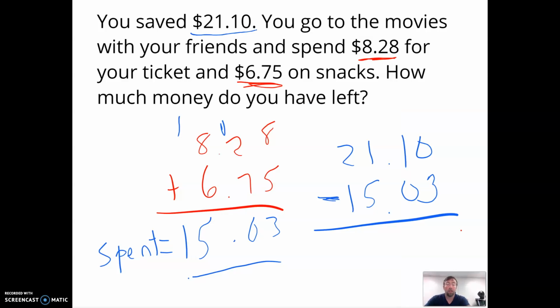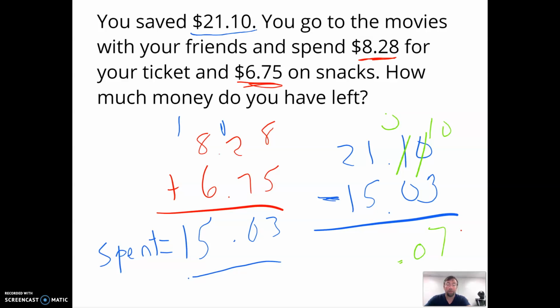Okay. So I can't take away 3 from 0, so what I'm going to have to do is borrow from this 1. That 1's going to become 0, and I'm going to carry that. I'm going to move that value over, and that'll be a 10. 10 minus 3 is 7. 0 minus 0 is 0. When I subtract or add, I bring my decimal straight down.